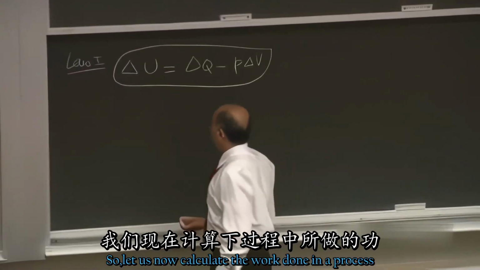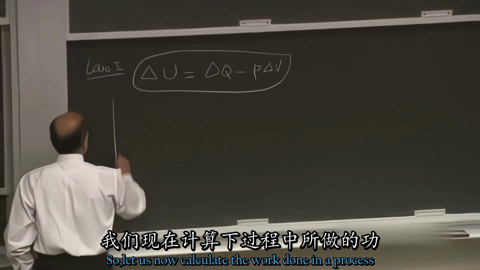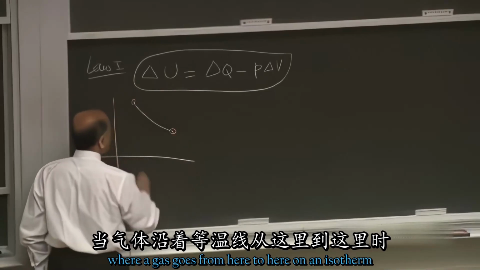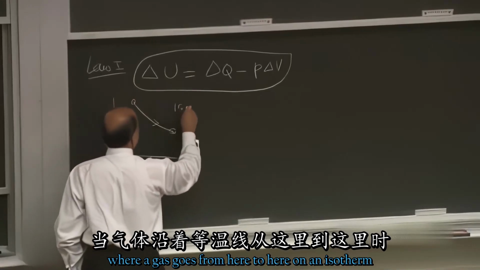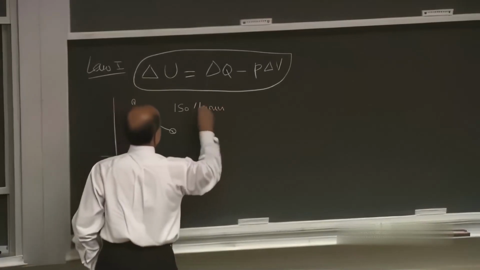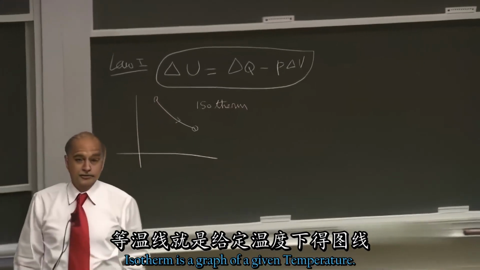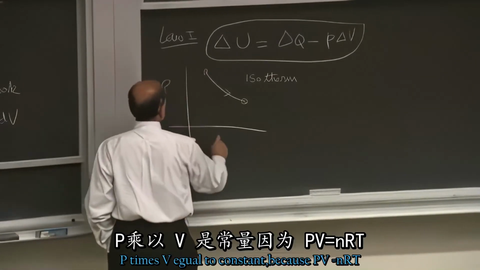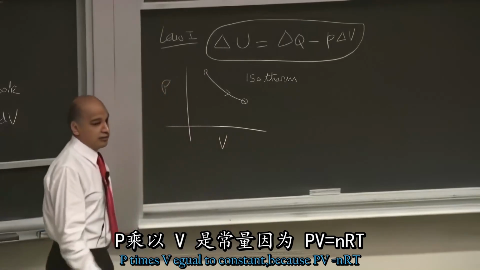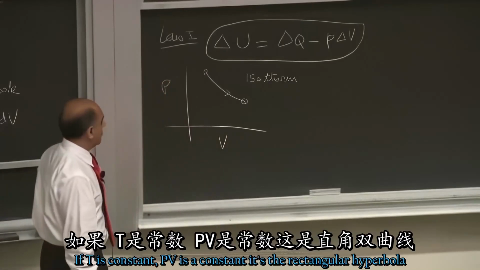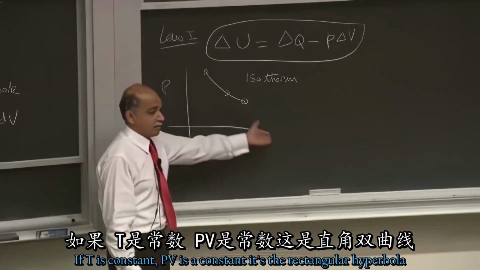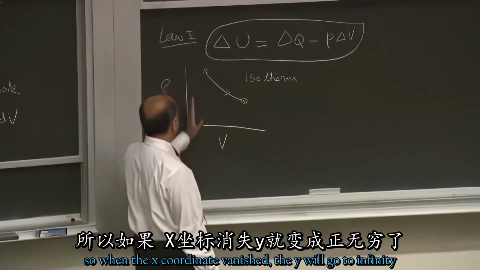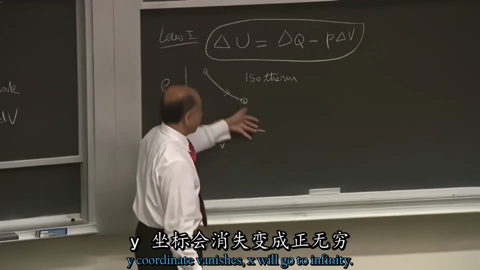So let us now calculate the work done in a process where a gas goes from here to here on an isotherm. An isotherm is a graph of a given temperature. So this is a graph of P times V equal to constant, because PV equals nRT. If T is constant, PV is a constant, it's a rectangular hyperbola. The product of the x and y coordinates is constant. So when the x coordinate vanishes, the y will go to infinity, and when the y coordinate vanishes, x will go to infinity.